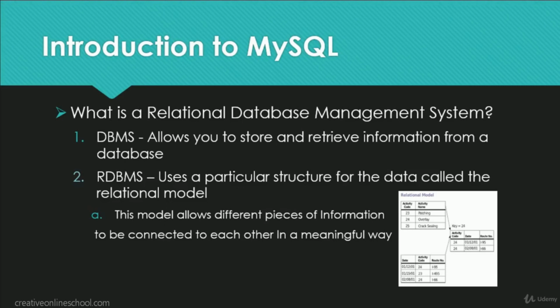Now, a relational database management system does the same thing, but it uses a particular structure for storing the data called the relational model. This model allows different pieces of information to connect to each other in a meaningful way. For example, if you look at the image on the right, you can see that there are 2 different sections of information. But despite these being stored separately, you can produce a combined section of the information. This is possible because both sets of information have something in common, the activity code. That commonality is what relates them. And storing information with those commonalities is what makes the database relational.